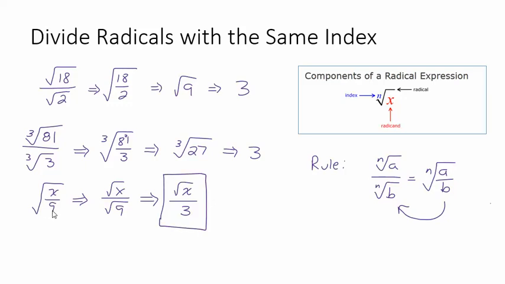All right, well, I hope that helps you with dividing radicals with the same index. Now remember, you can only do this with the same index. If it's a different index, you have to use a completely different method for simplifying these radicals.